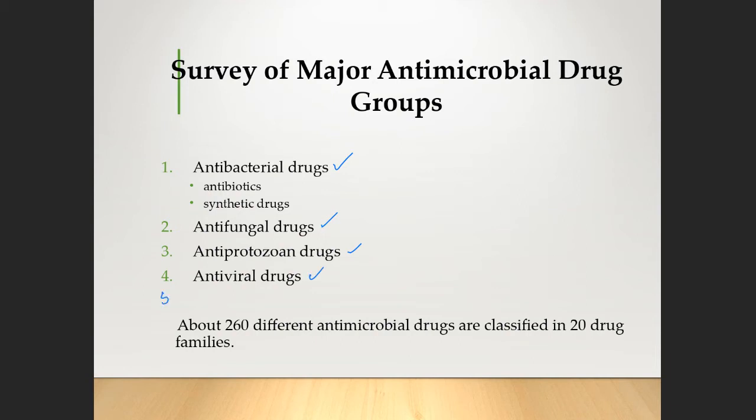This is again one more: antihelminthics, if it is used for worm infection. Just for information, number 3 and 5 can actually be combined into what we call the antiparasitic drugs. So antiprotozoa and antihelminthics are considered the antiparasitic drugs. We will also talk about this in today's lecture.